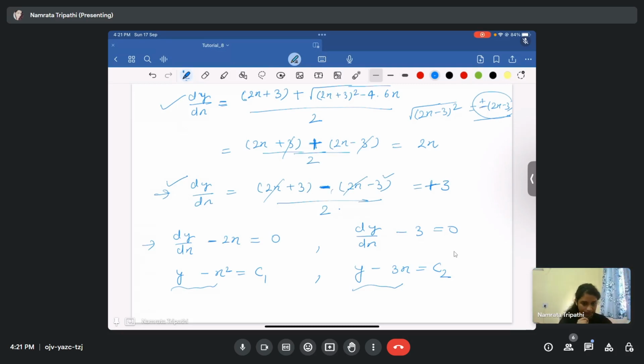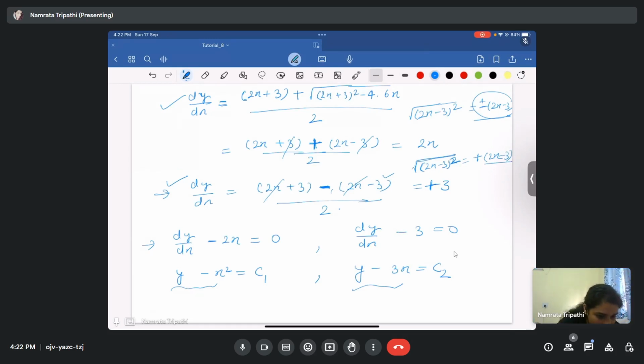Ma'am, when x is greater than 3 by 2, then it's okay, 2x minus 3. But when x is less than 3 by 2, it should be minus. When x is greater than 3 by 2, the root of 2x minus 3 whole square equals 2x minus 3. So after taking the root and square outside, you will get just 2x minus 3, positive. Ma'am, it is 2x minus 3 for x greater than 3 by 2.